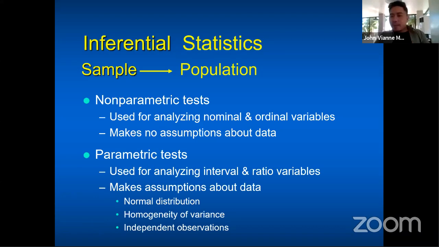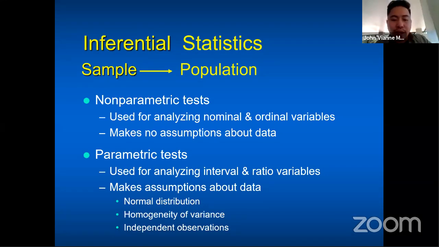Second one is the parametric test. For parametric test, we use it for analyzing interval and ratio variables. So kanina, nakita natin na ang ratio at saka interval variables are quantitative variables. So they are the ones that take numbers as data. Kanina naman sa nominal and ordinal, they are either in categories or order. So those are the non-parametric ones. But for parametric, we're going to use interval and ratio variables.